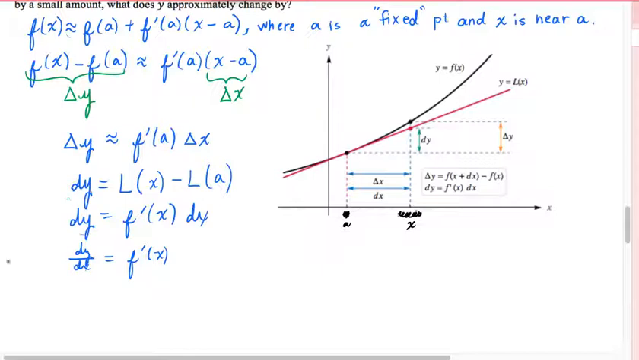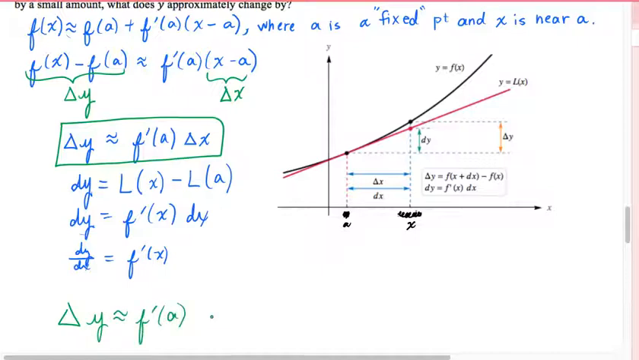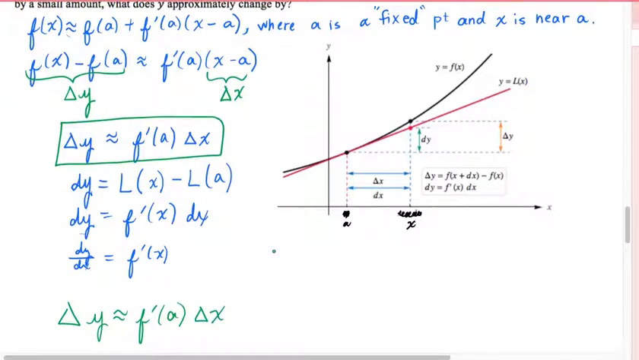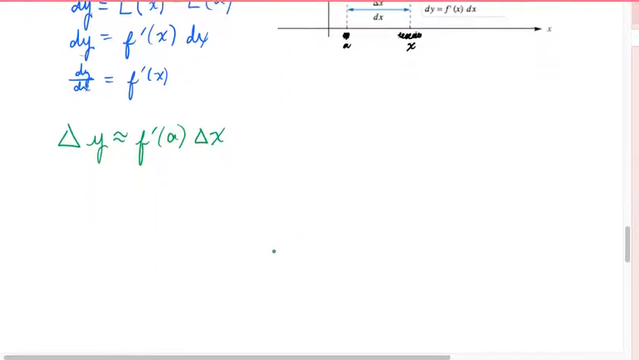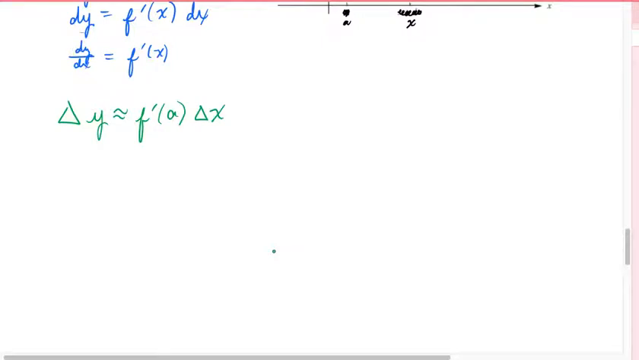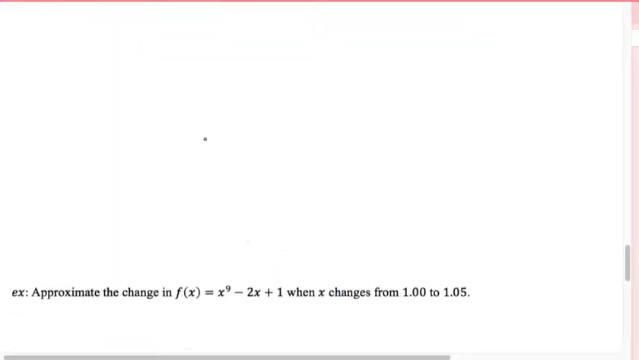Okay, but the point is that right here, delta y, change in y, can be approximated by dy, which is your derivative at a times the difference between the two x values. So, this is the big part: delta y is approximately equal to f prime of a times delta x. Okay, so we're going to use that to approximate the change in the y values.